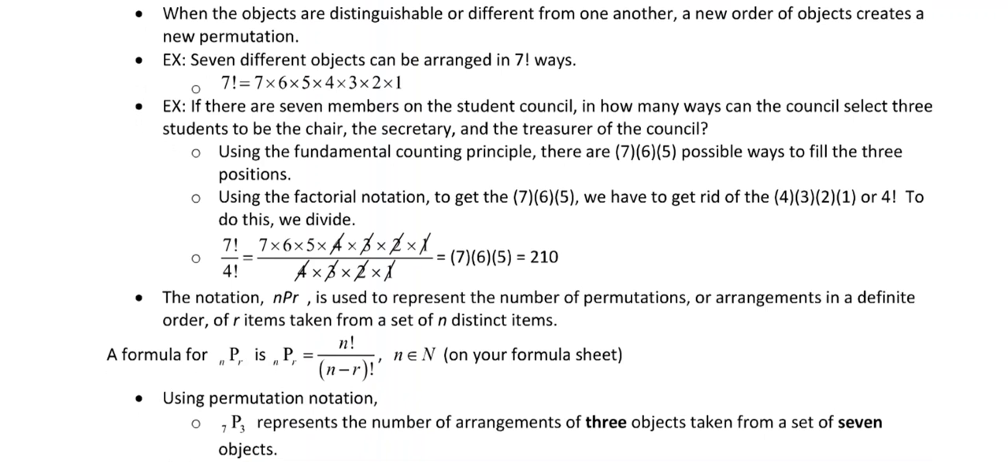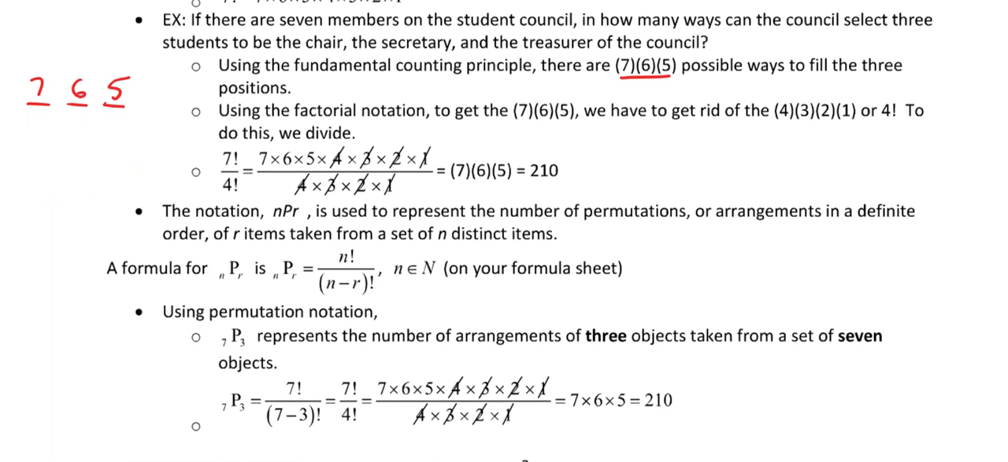In this example, it says if there are 7 members on the student council, then how many ways can the council select 3 students to be the chair, the secretary, and the treasurer of the council? So using the fundamental counting principle, right? If we were just to make our blanks, well, we could say if there's 7 members, then the first spot, there could be 7, and then 6, and then 5, right? So that's really what this is. There's 7 times 6 times 5 possible ways to fill those positions. We're just going to do the same thing using a permutation form here.